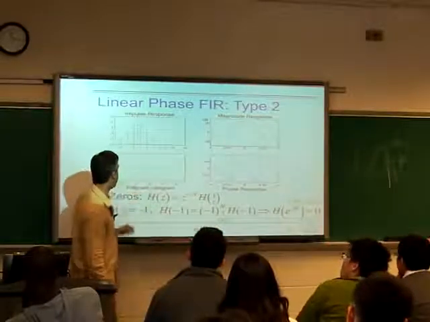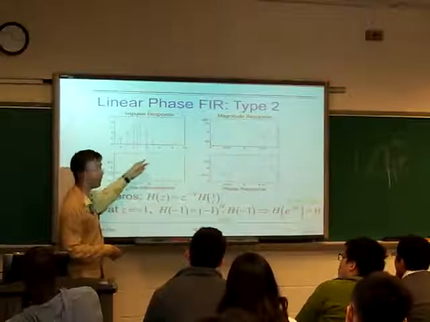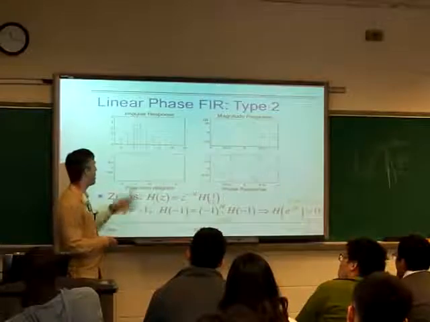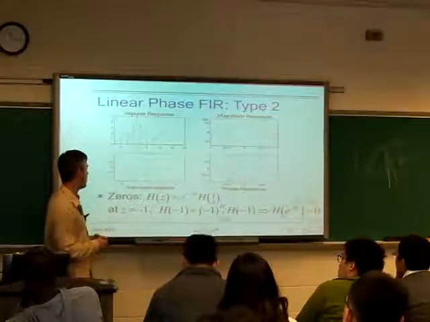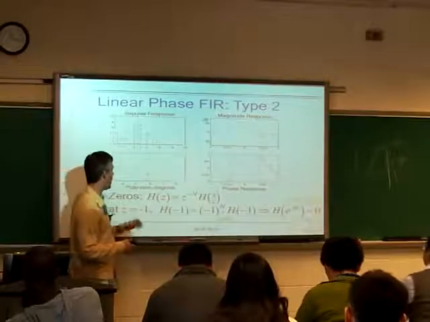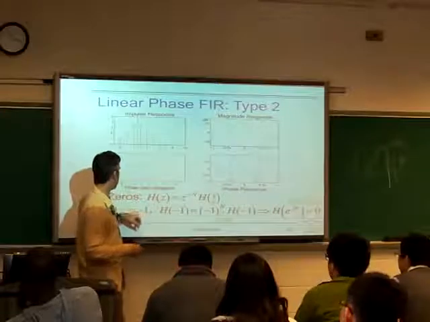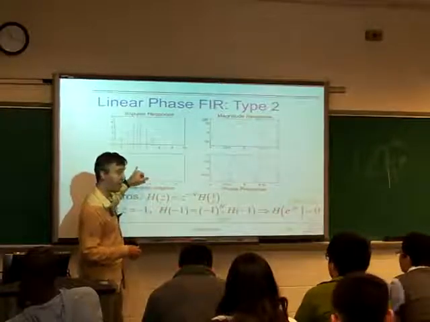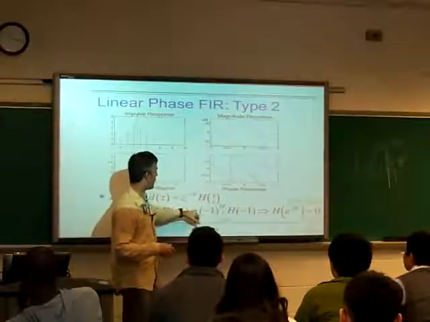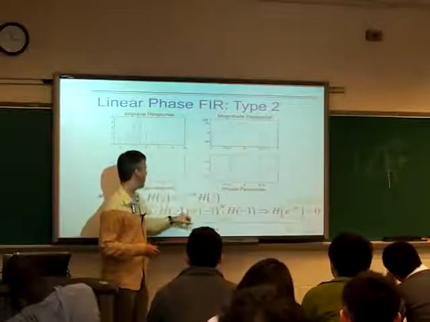And here's the pole zero diagram. Now the symmetry still means that we have these constellations of 4 zeros at conjugate reciprocal locations. But if we think it through, we have this situation that at z equals minus 1, which is this point here, omega equals pi, then H of minus 1 has to equal minus 1 to the N times H of minus 1. 1 over minus 1 is still minus 1.